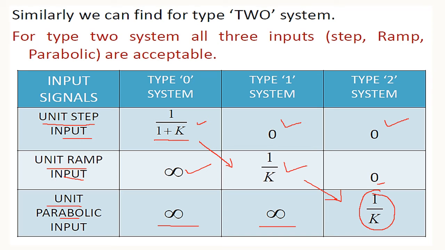Okay, so if I want to control the error in a system, and if it is type 0 system, I'll be going with unit step input. Now if I want to control the error in type 1 system, then I'll be going with the ramp input. Now if I want to control the error in type 2 system, then I'll be going with the parabolic input.